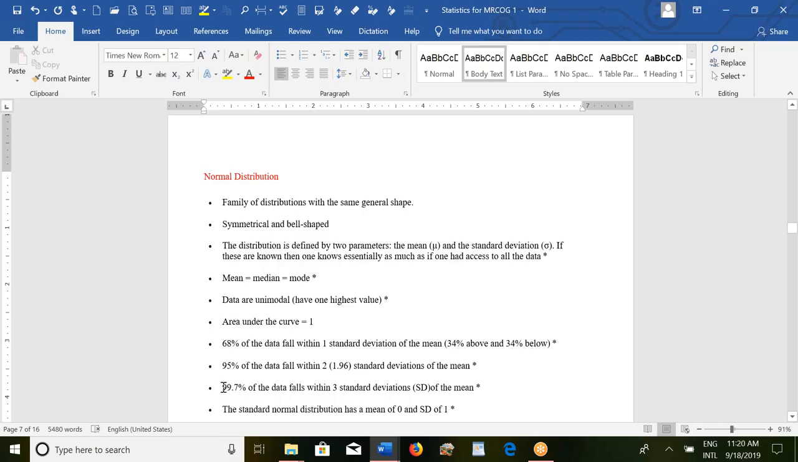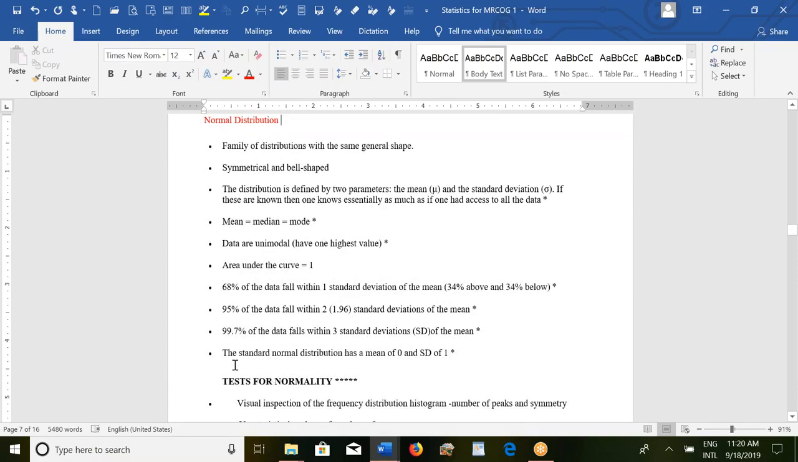Okay. Then 95% of the data fall within two standard deviations of the mean. It is actually 1.96, but to take a whole number we will say that this is within two standard deviations of the mean. 99.7% of the data will fall within three standard deviations of the mean. And the standard normal distribution has a mean of 0 and standard deviation of 1. This is taken as the standard.